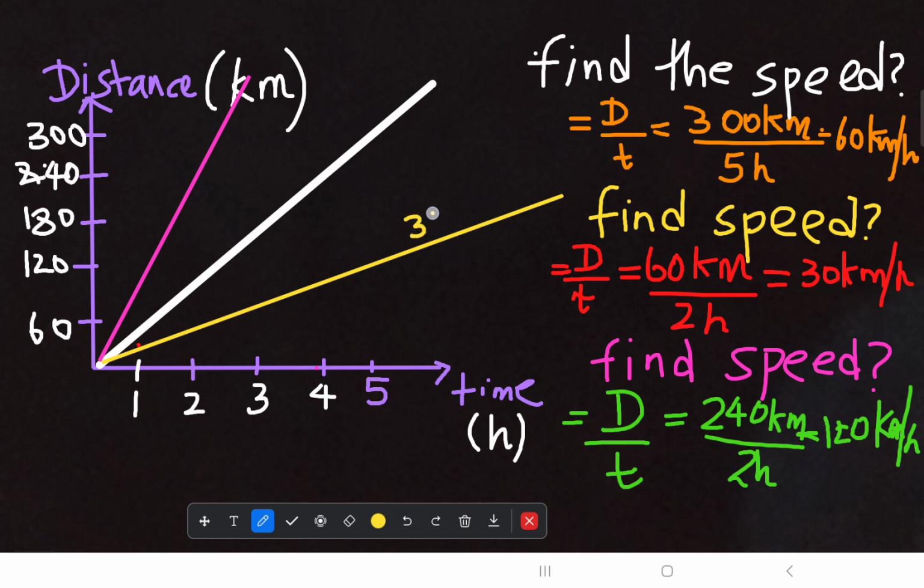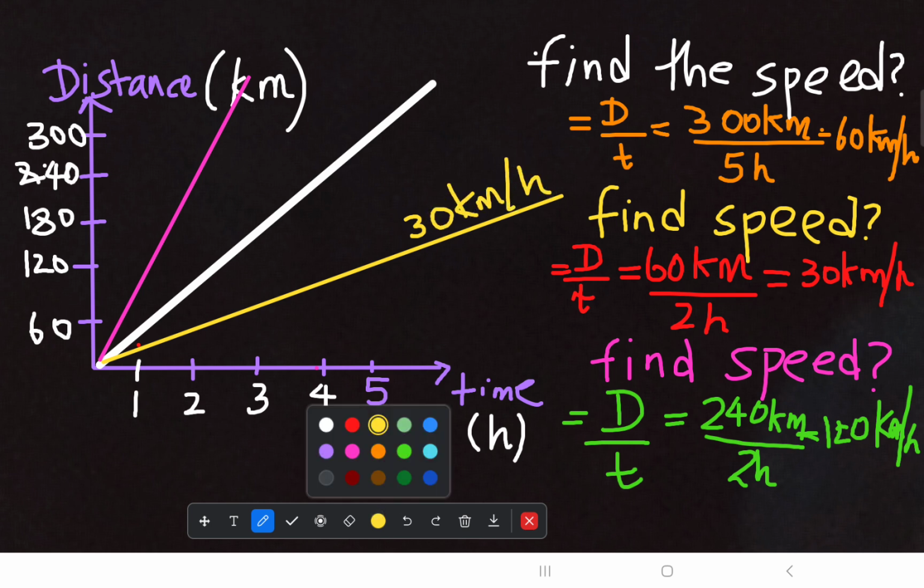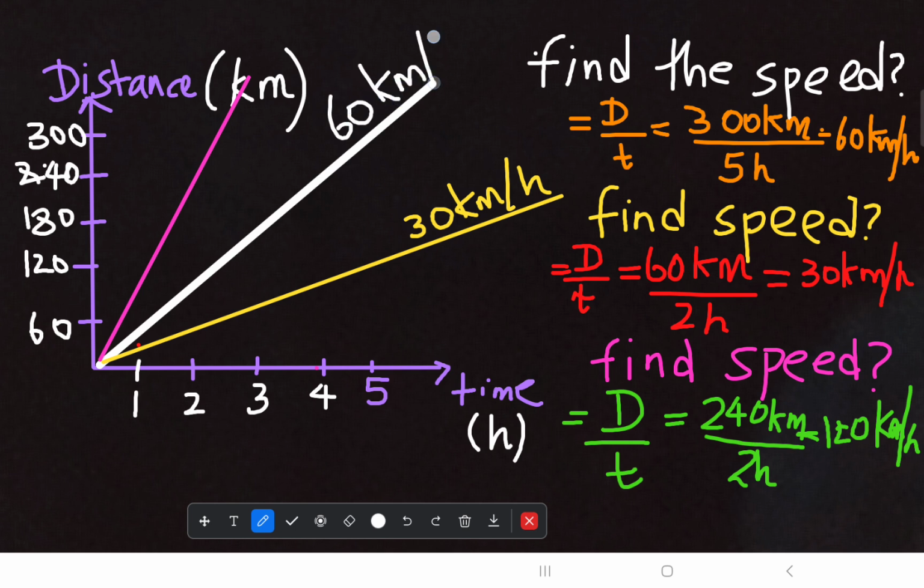For this, the speed is 30 kilometer per hour. For the white color one, that is 60 kilometer per hour. For the pink color one, that is 120 kilometer per hour. According to the slope, speed varies. If the slope is increasing, the speed also will increase. That is the conclusion from this graph. To find speed, you should consider the gradient. According to the slope, the speed varies.